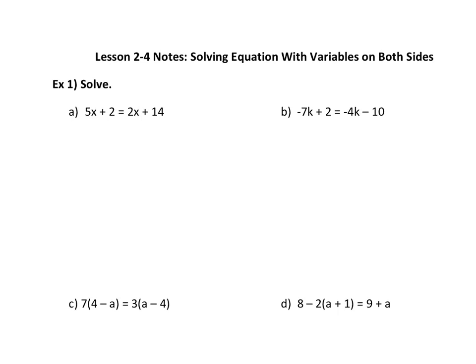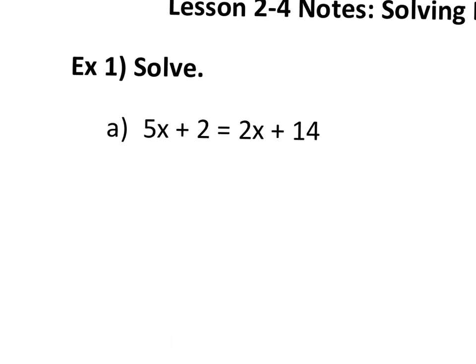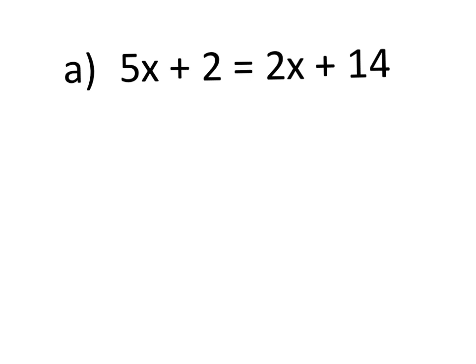Okay, this video is going to take us through lesson 2.4, which is solving equations with variables on both sides. So if we look here, we've got an x on one side and then an x on the other side. All right, so starting with example A here, I'm going to continue to draw my wall just like I've been doing. Now, when we are looking at this, we need to first step here, get those x's on the same side. And it doesn't matter which one you move.